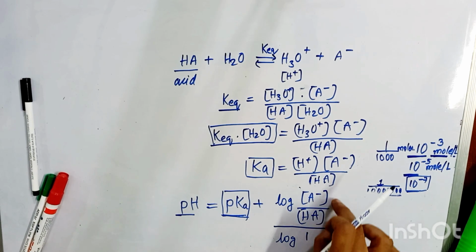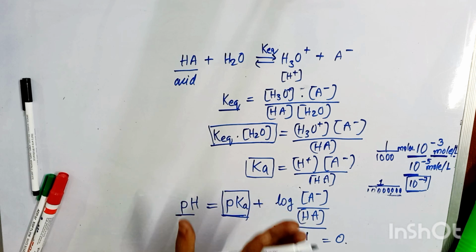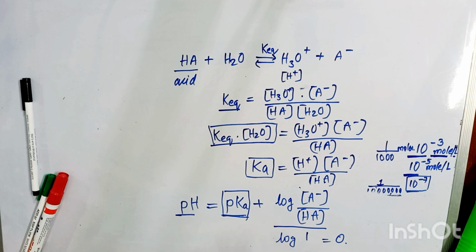Say it's a buffer. It is actually the best buffering point when the dissociated and the undissociated form remain equal, meaning it can tolerate a hydrogen insult as well as a hydroxyl insult equally. So then it becomes a very good buffer.